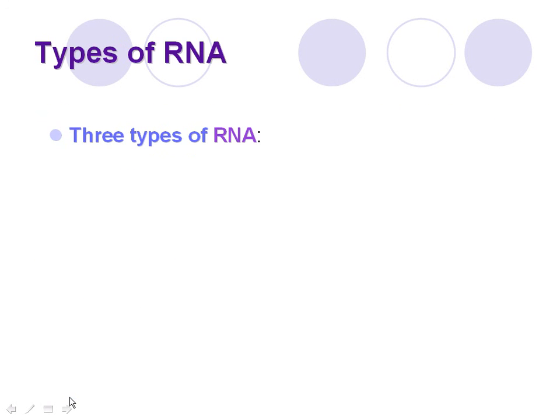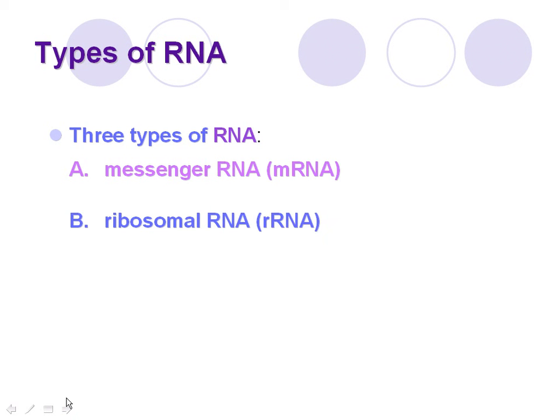Okay, so the types of RNA, there are 3 types of RNA. The first is messenger RNA. Remember, messenger RNA is the molecule that's going to be produced as a result of transcription. The molecule that's going to be responsible for reading the messenger RNA or reading the codons is going to be the ribosomal RNA. So it's going to translate that messenger RNA into a sequence of amino acids.